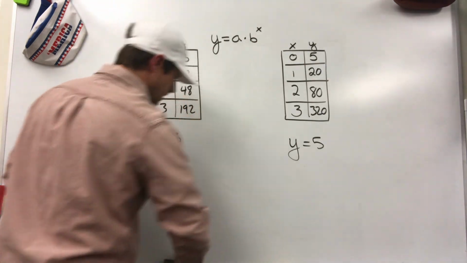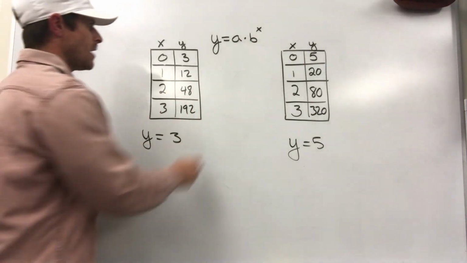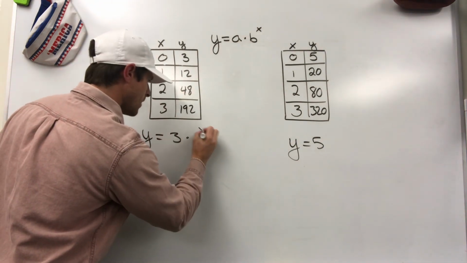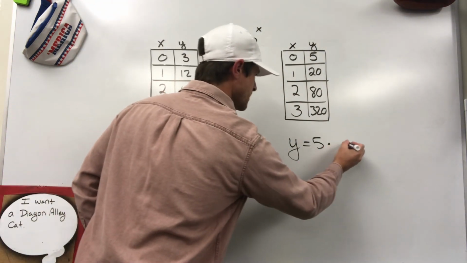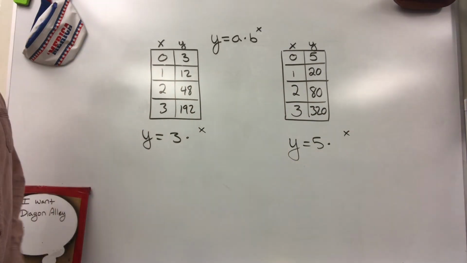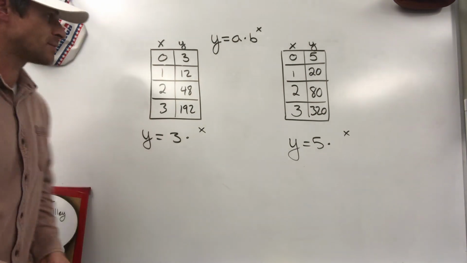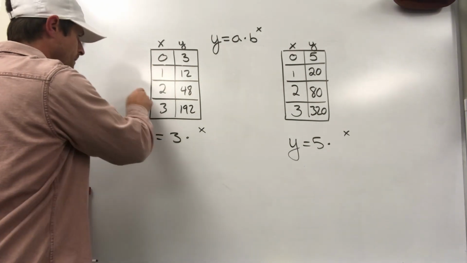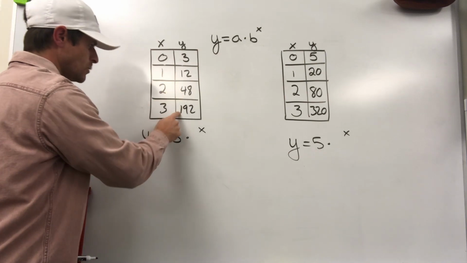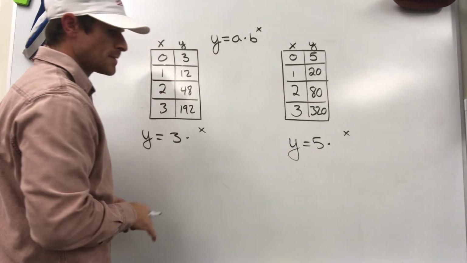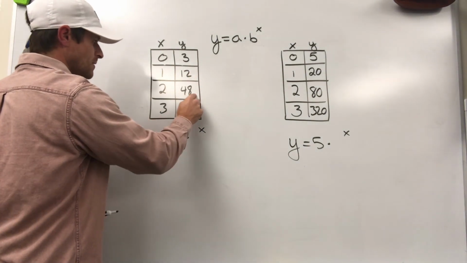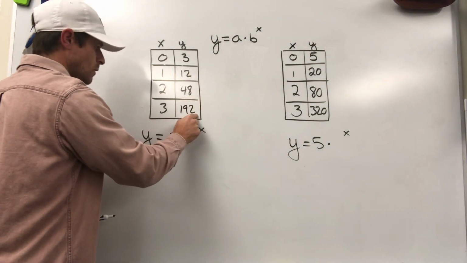Now that we got that figured out, all you need to determine now is what's your b. We're going to have times something to the power of x. So what goes here and here? That's your b value. Your b value basically just comes from taking consecutive values with y. So we go from 3 to 12, 12 to 48, 48 to 192. You probably recognize a pattern, right? 3 times what makes 12, 12 times what makes 48, 48 times what makes 192.